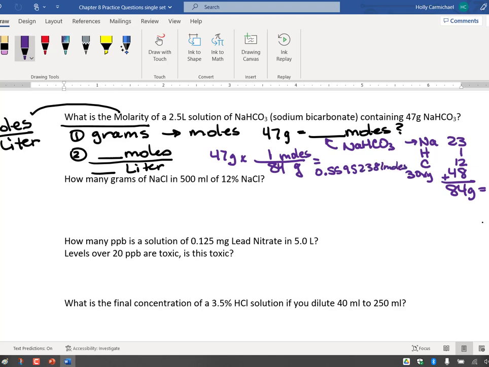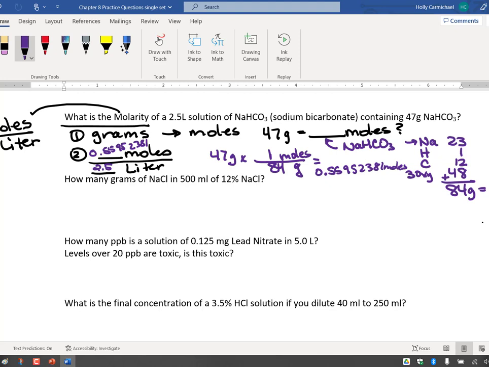So that's the number of moles. I'm not going to round this though, because it's actually part of my number. I have to take this number and put it here, and I've got to divide it by what? What is the volume of my solution? So 2.5 liters. Whatever number you get, just divide it by 2.5.